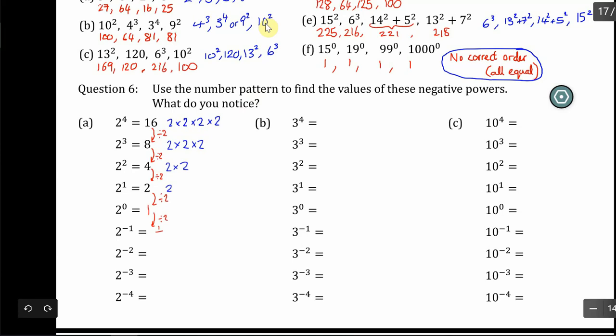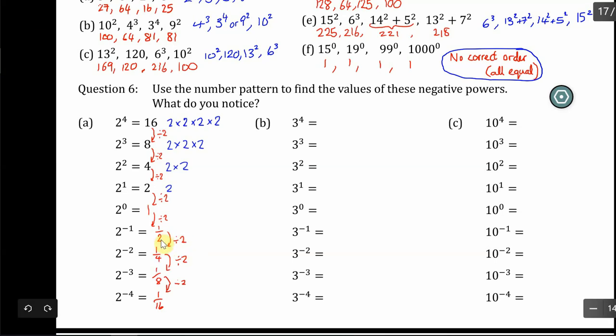Well, if I just use a fraction, that would be a half. If I divide by 2 again, that would be a quarter. Keep going, that would be 1/8. Divide by 2 again, that would be 1/16.